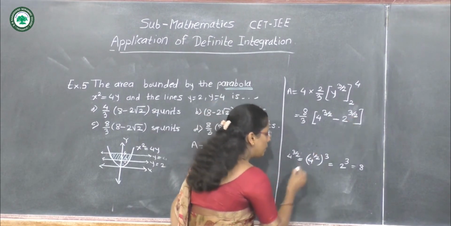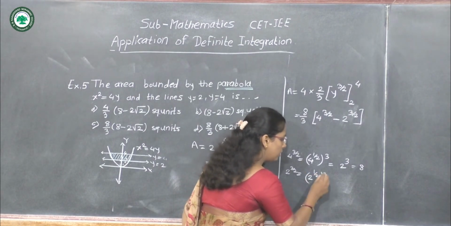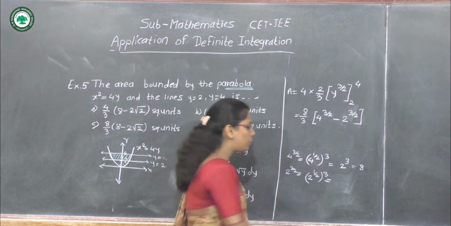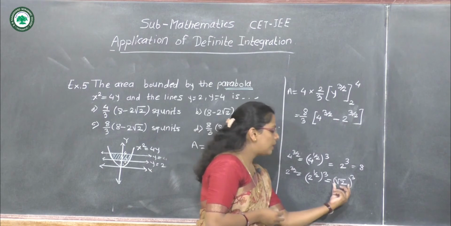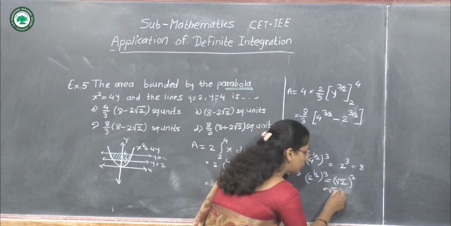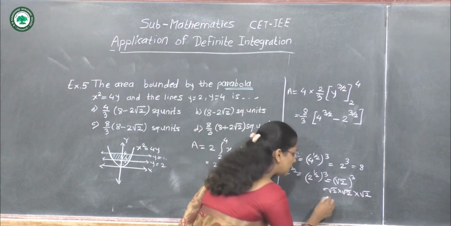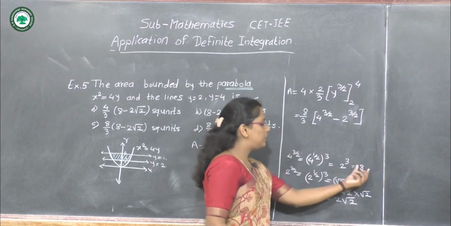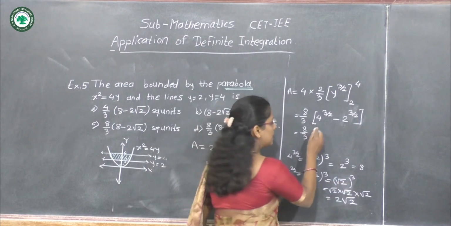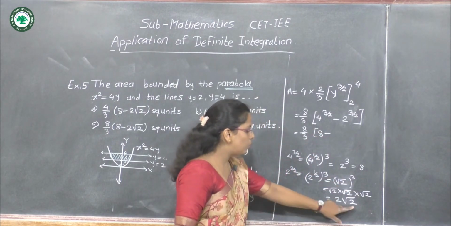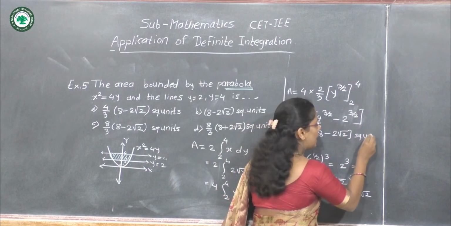And similarly 2 raised to 3 upon 2 can be written as 2 raised to 1 upon 2 cube. Now 2 raised to 1 upon 2 is nothing but square root of 2, and its cube is square root of 2 into square root of 2 into square root of 2, which is 2 root 2. Put this value, we get 8 upon 3 into 4 raised to 3 upon 2 is 8 minus 2 root 2. And it is area, that's why unit is square unit.